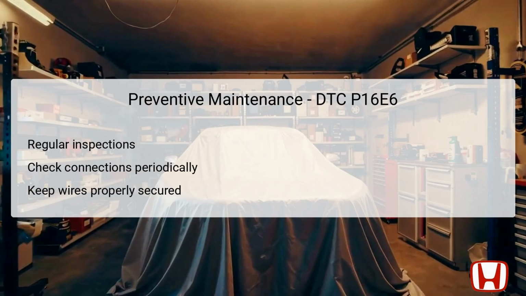To prevent future issues related to DTC P16E6, implementing a preventive maintenance plan is crucial. Regular inspections of the transmission range switch and its connections can help catch any potential problems early. Ensuring that all electrical connectors are secure and free from corrosion will enhance the reliability of the circuit. This is especially important given the presence of moisture and dirt in typical driving environments.